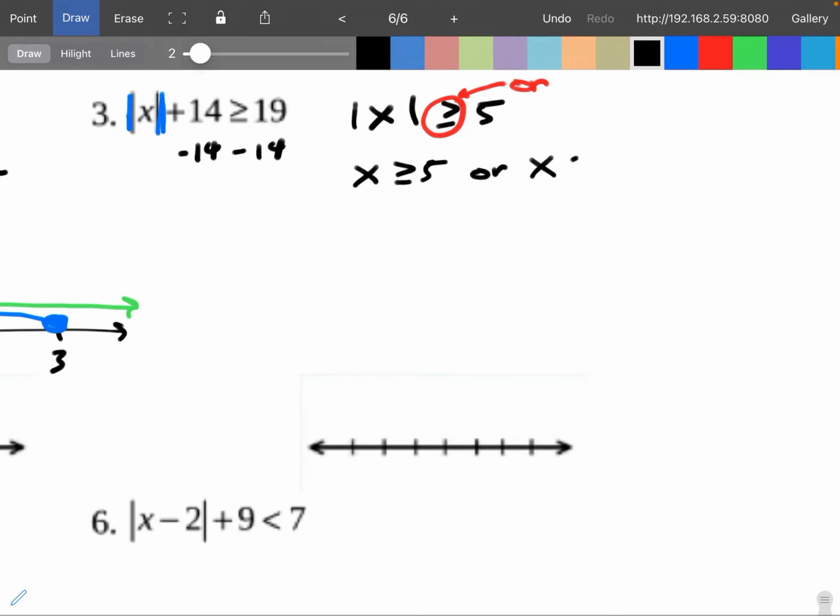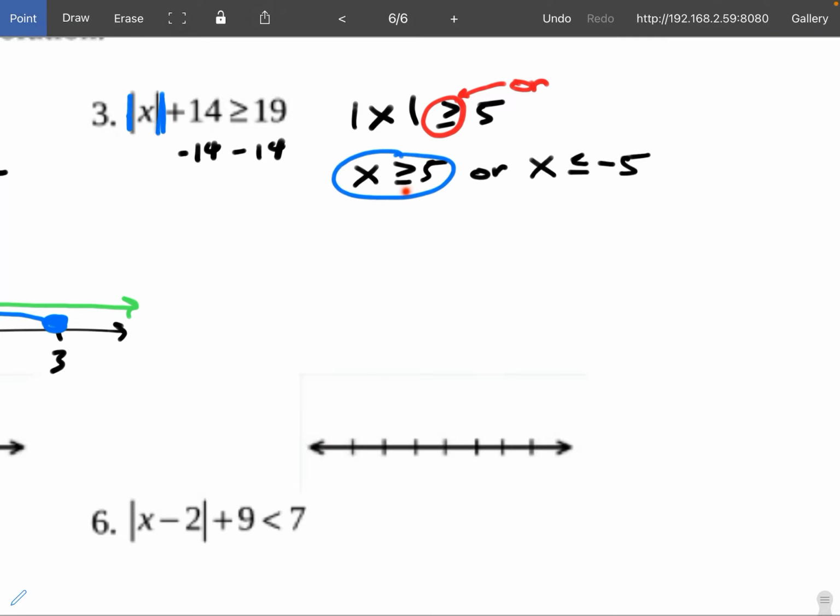Well, let's break it into the two cases now. So I drop the absolute value and set this thing greater than or equal to 5, or I drop the absolute value again and I flip it and take the negative of the number on the right-hand side. Like that. And those are basically done, right? I just got to graph them both.